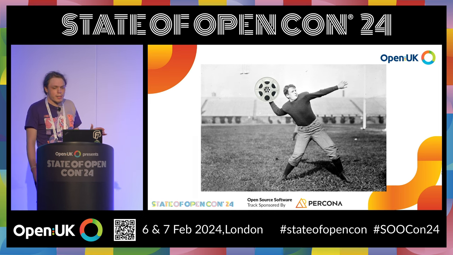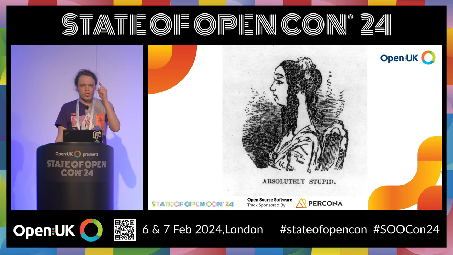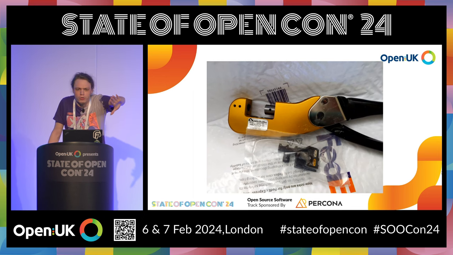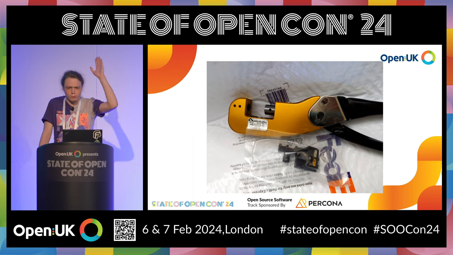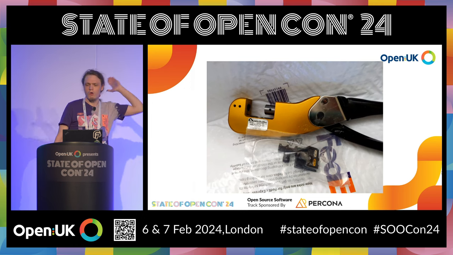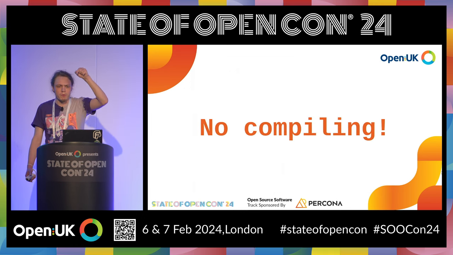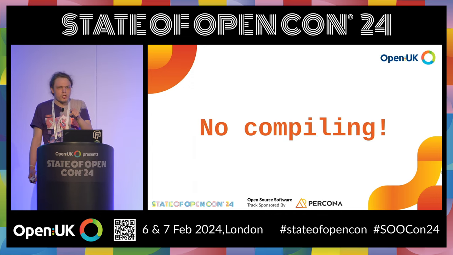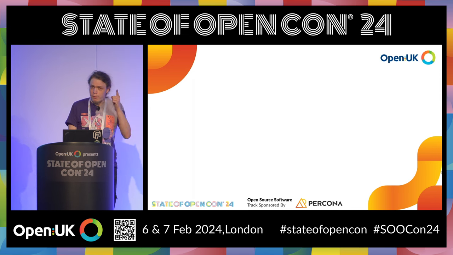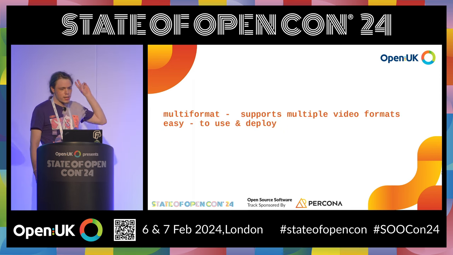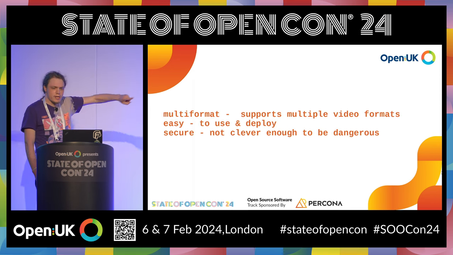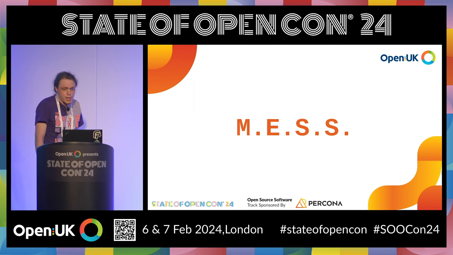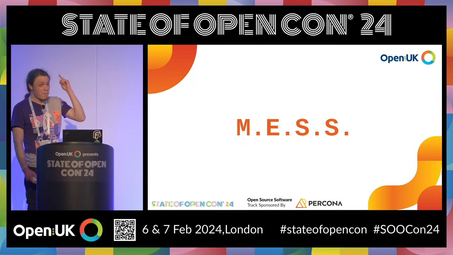So this wasn't a one and done. I needed a system. A system that was stupid simple, stupid small, and stupid easy to use. And I didn't want any super weird tools. No dependencies, no toolchains, no makefiles, no elevated privileges, no nothing. And no compiling. Just because we're making whole Linux distros from scratch, kind of, doesn't mean the end user should have to compile anything. So in summary, it's gotta be multi-format, easy to use and deploy, secure, not clever enough to be dangerous, and small. I mean, this is just friggin' helpful for a lot of reasons. So in summary, that's M-E-S-S, or mess.